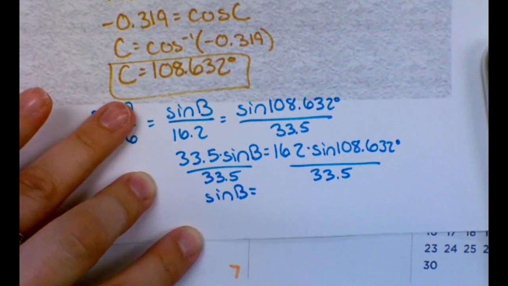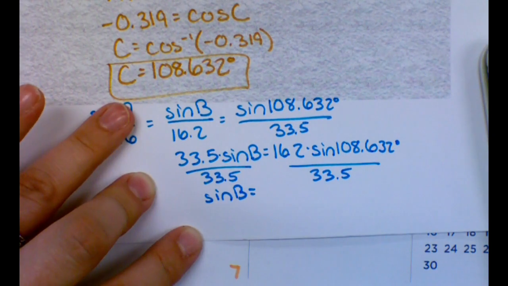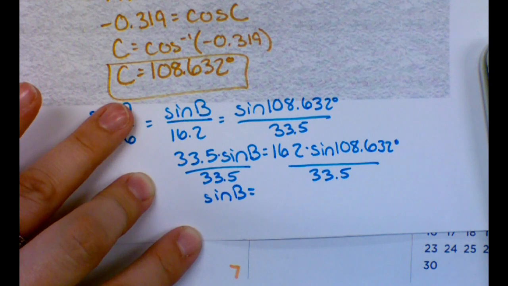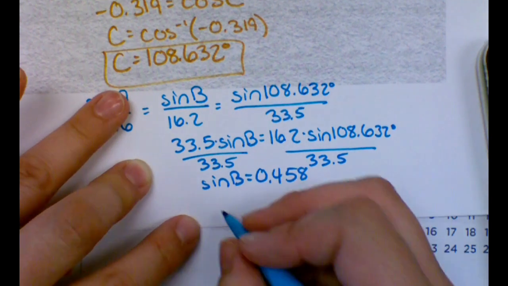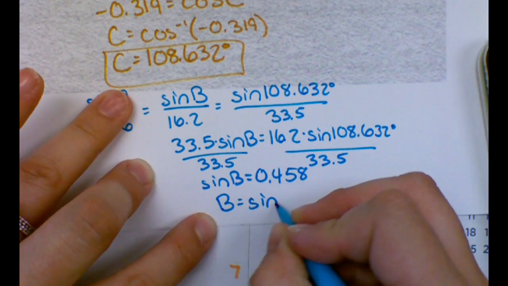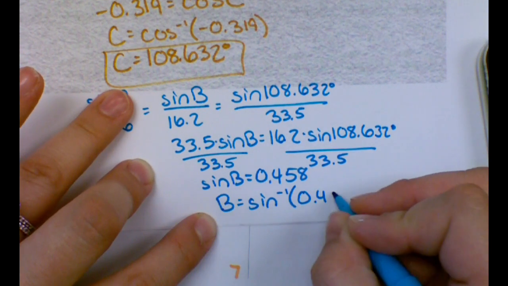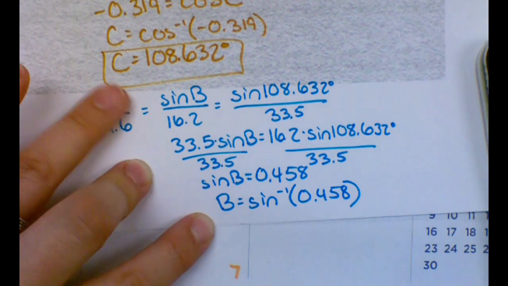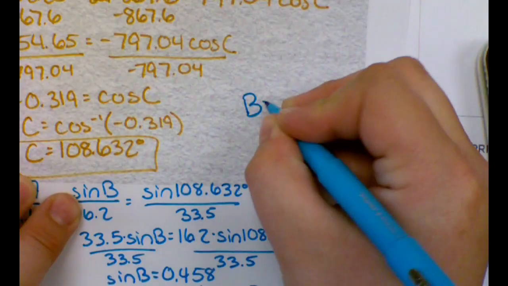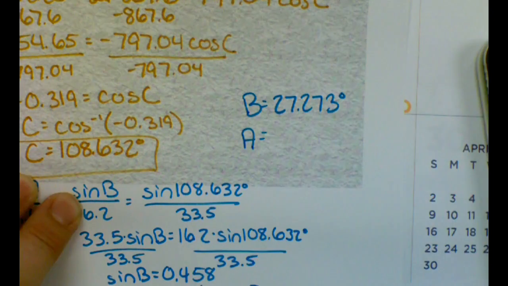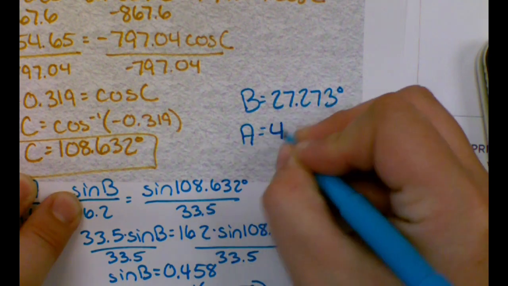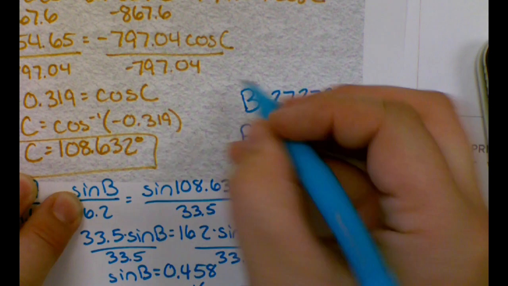The sine of angle B is about 0.458, which means we'll find angle B using the sine inverse of 0.458, which means we'll put our answer here. Angle B is 27.273 degrees. And to get angle A, I will just subtract from 180. .095 degrees.